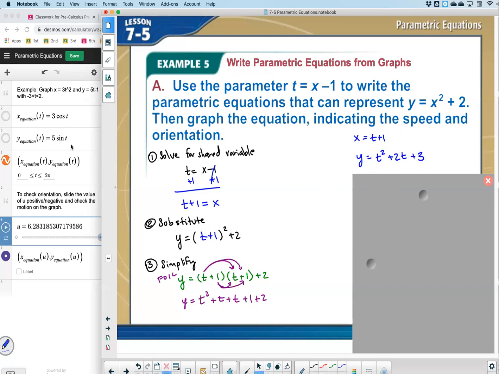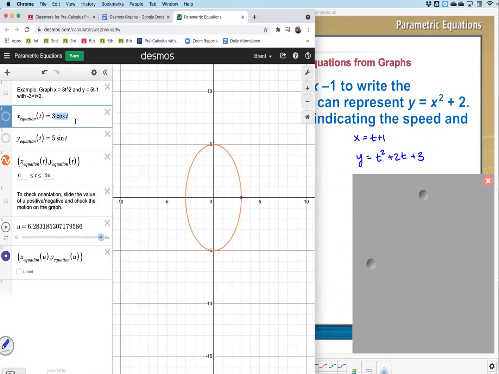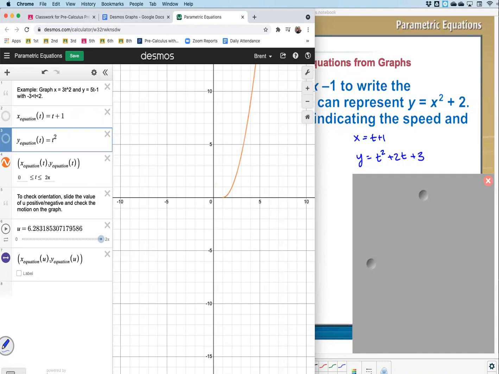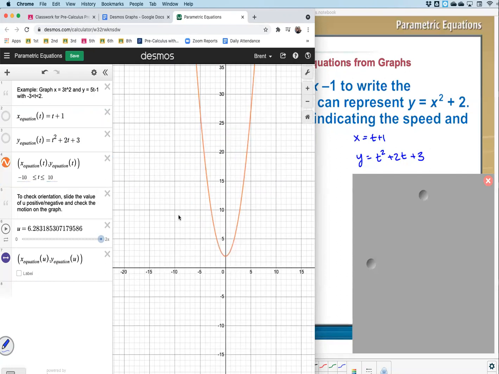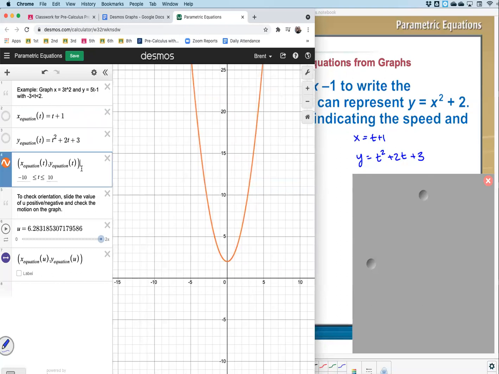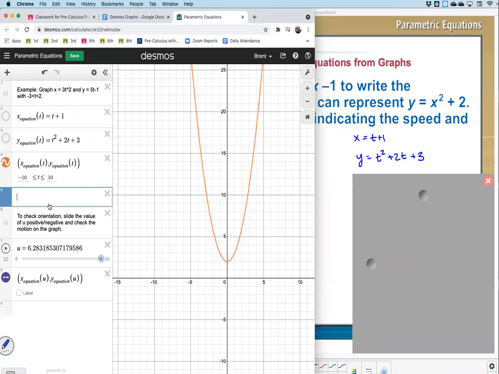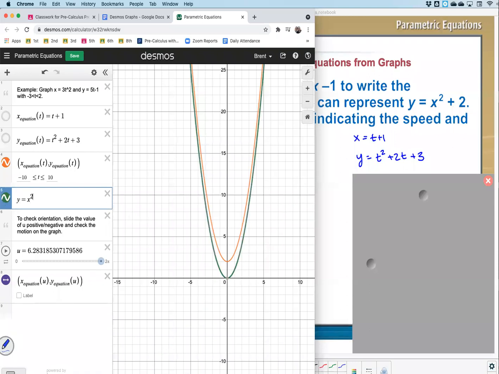I'm going to come over to my graph, and we'll see what this equation looks like. So I have x equation is t plus 1. Y equation is t squared plus 2t plus 3. I'm going to set the time being -10 and +10. So we get a parabola that's looking upward. Well, to check it, it should match the rectangular equation y equals x squared plus 2. So did we do the work correctly? Yep, we did the work correctly.